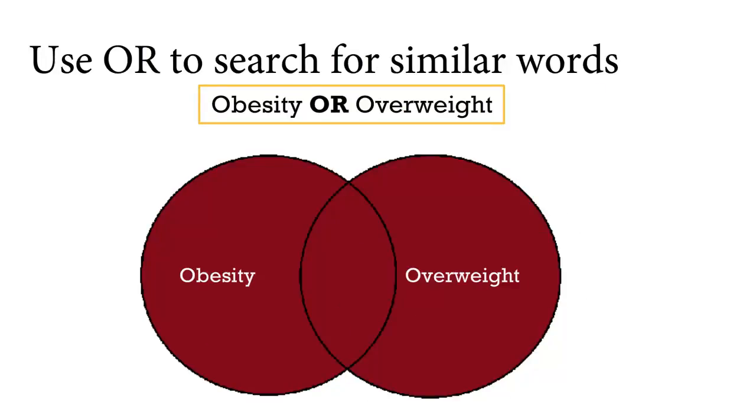The Boolean operator OR will broaden your concept by connecting similar or synonymous concepts. If we search for obesity OR overweight, we will get a set of results where either or both terms appear.